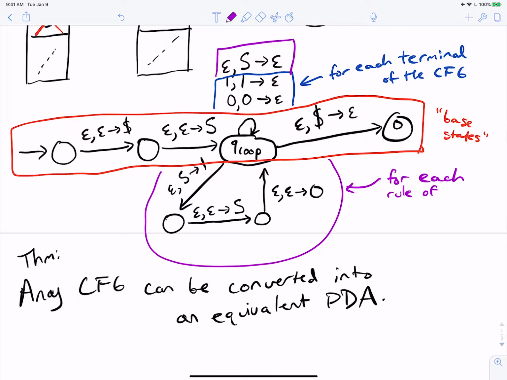It's Friday. I can't spell. Yeah, so the four base states, those will always be there regardless of the grammar. The blue ones are for each of the terminals in the grammar, and the purple ones are for each rule in the grammar. Yeah, so this works for any grammar because there was nothing specific about this grammar that we had to think about, like whether or not this was possible. We just looked at the structure of the grammar and said one of those for each of the terminals, one of those for each of the rules, and that was it.